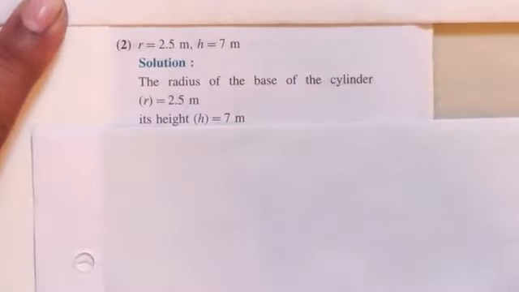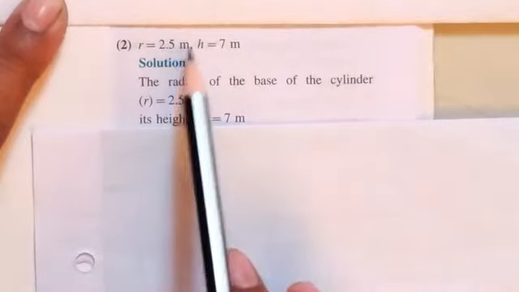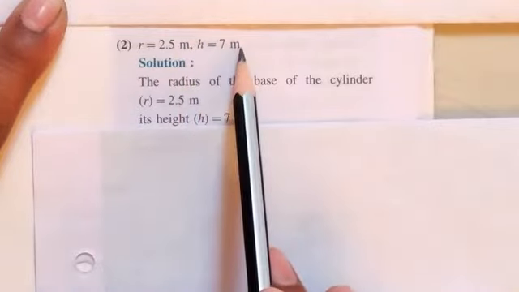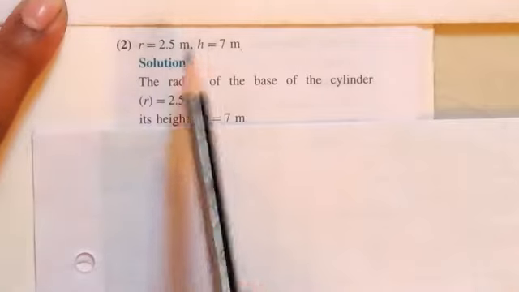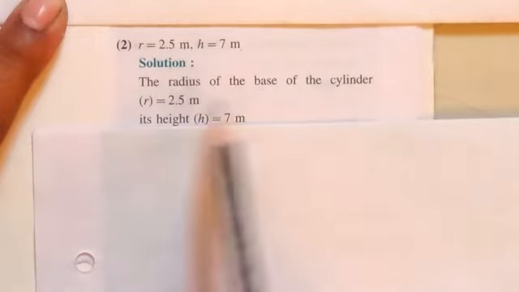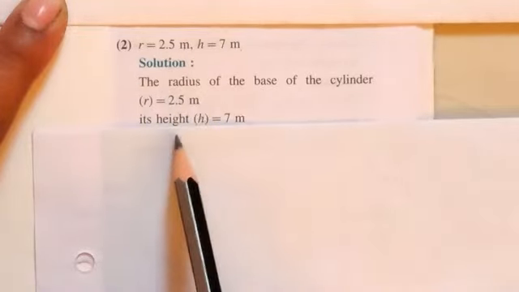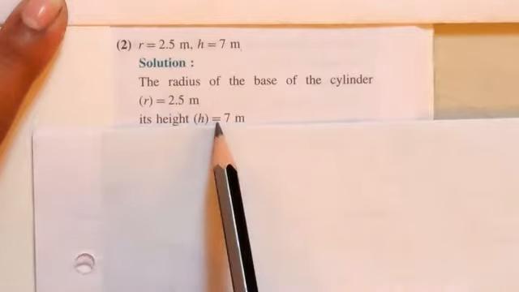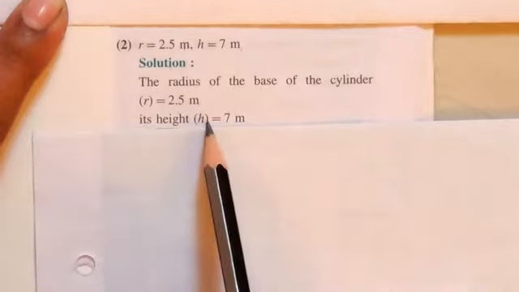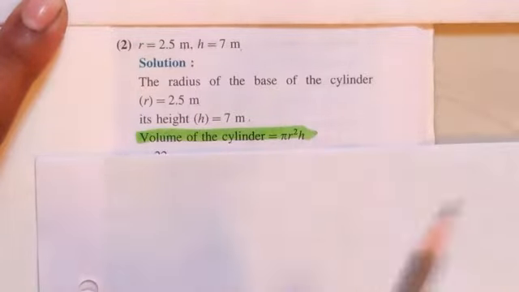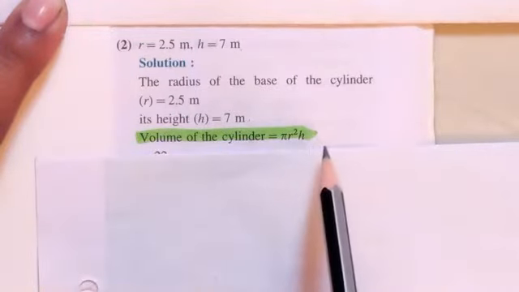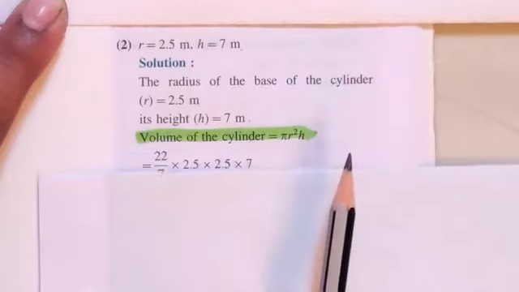Let's see question number 2, that is r is 2.5 meter and h, the height, is 7 meter. In the solution, we have to write at first what is given in the question. The radius of the base of the cylinder is 2.5 meter and its height h is 7 meter. Let's write the formula. The volume of the cylinder is pi r square h. Let's put the values inside that.